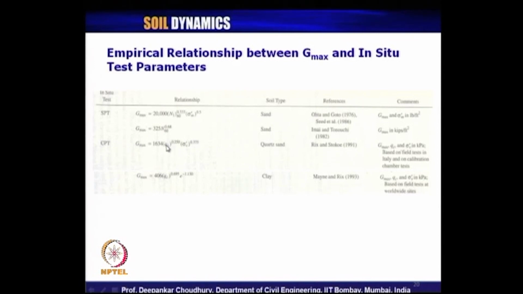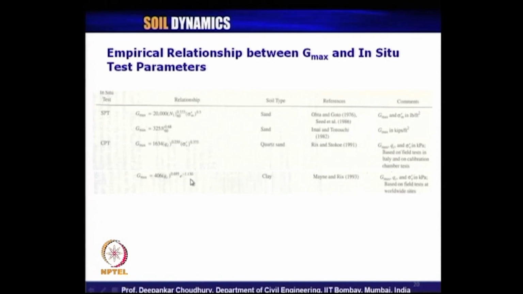The CPT test value qc can be used to obtain the Gmax value for quartz type of sand, which was proposed by Baldi et al. in 1991, and the units for Gmax, qc and sigma v dash, that is effective vertical stress, are in kPa, that is SI unit, based on field tests in Italy and on calibration chamber tests. So, they already specified that it is valid for the quartz sand available in Italy.